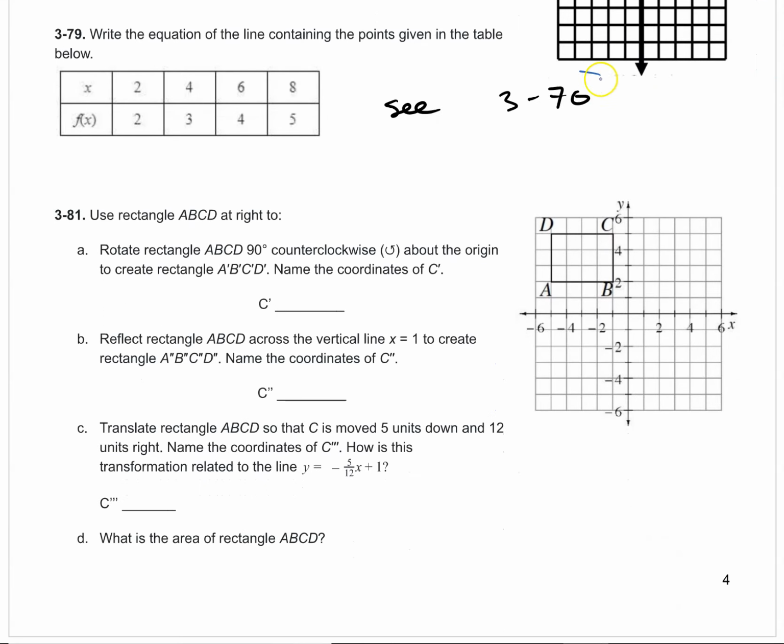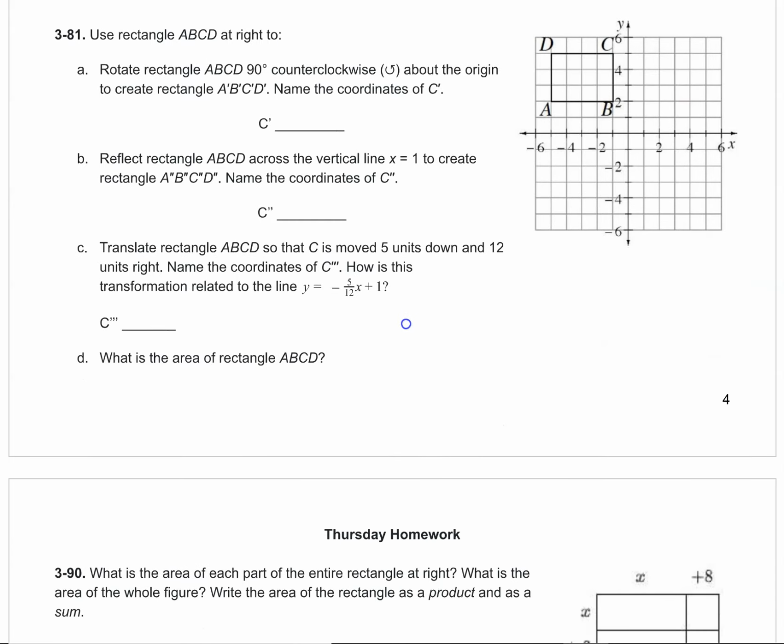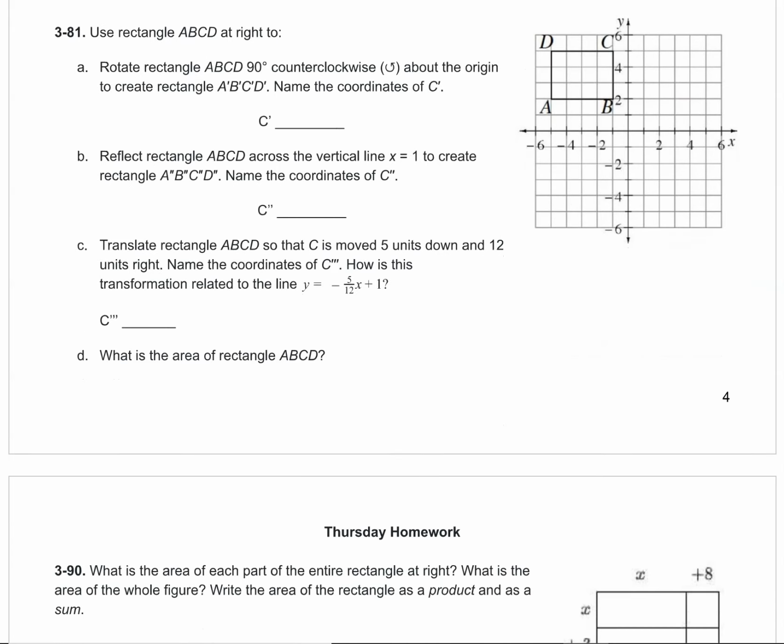$379, C3-70, I did that one. 381, use the rectangle ABCD at the right to rotate this rectangle 90 degrees counterclockwise about the origin, to create rectangle A prime, B prime, C prime, D prime. Name the coordinates of C. What you're going to want to do is use trace paper. We also call it patty paper.